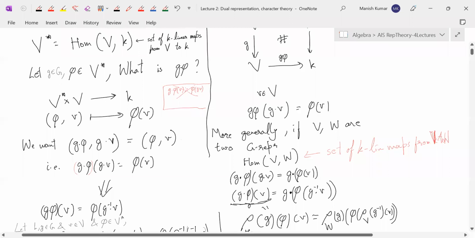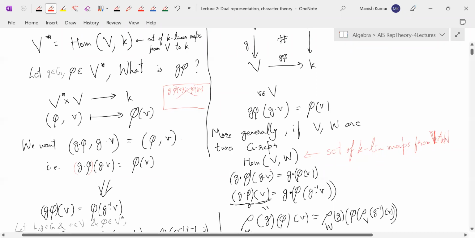And giving a linear map from V to W is just assigning where the basis elements should go. And if you assign it randomly to these basis elements of W, then they will all be linearly independent maps. So there is a natural way of giving a basis to it.